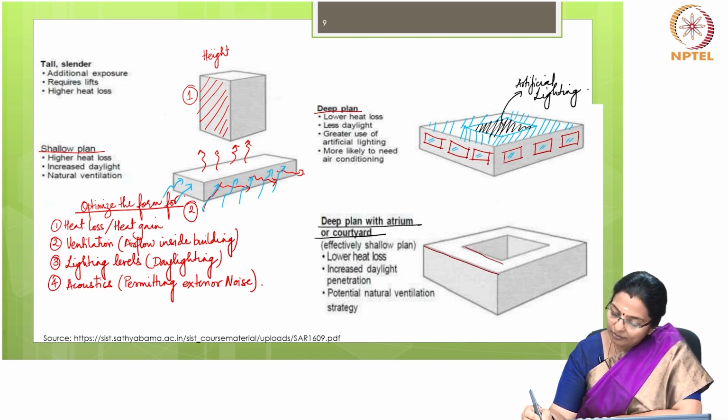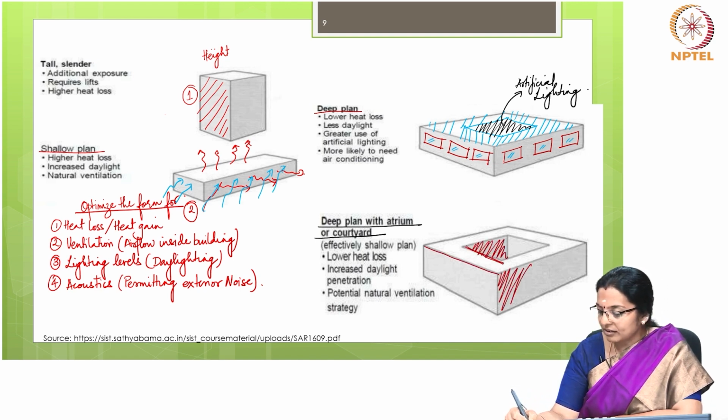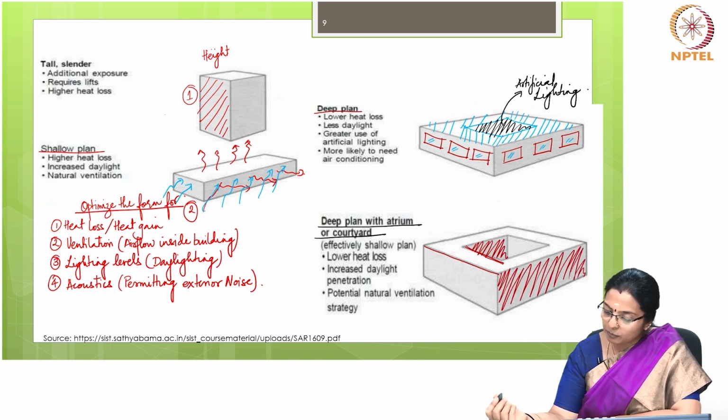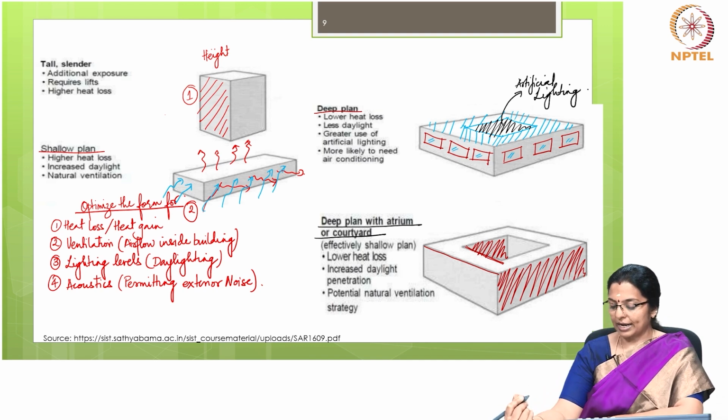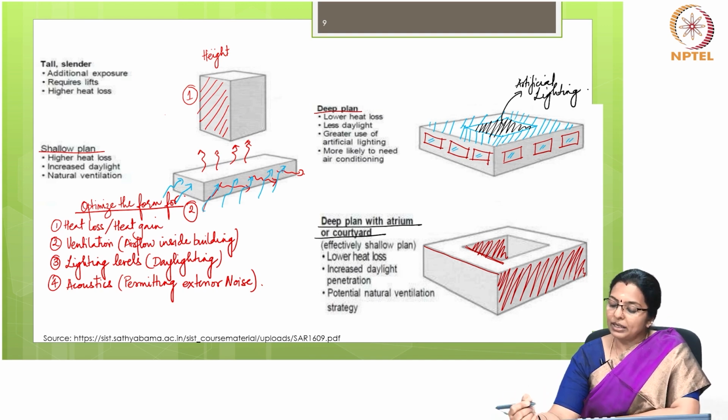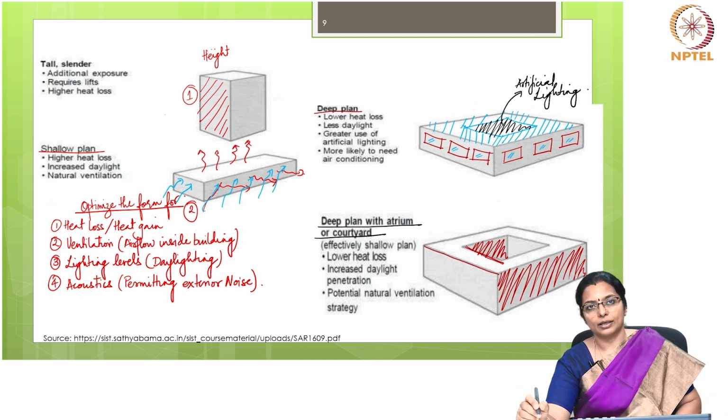these two surfaces, this surface and this surface, are exposed surfaces in a way. One is primary exposed, another is secondary. So, we can have lower heat loss, increased daylight penetration, potential for natural ventilation is there. But does the climate need it? That is something we have to see.